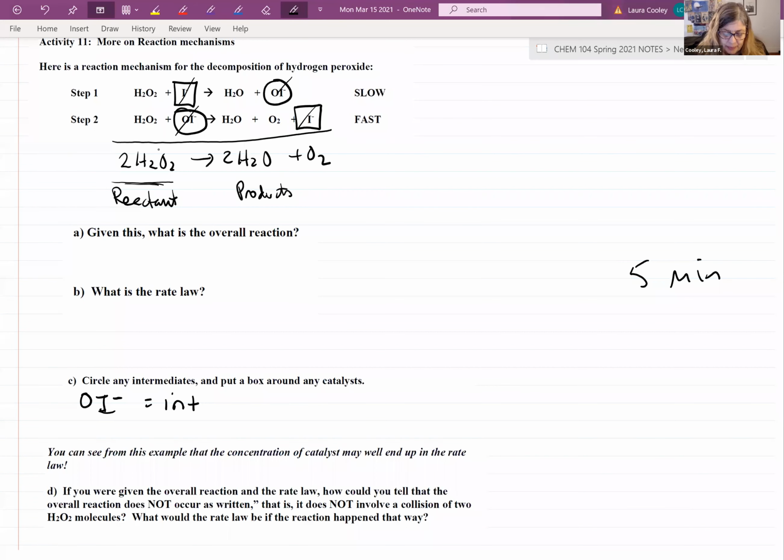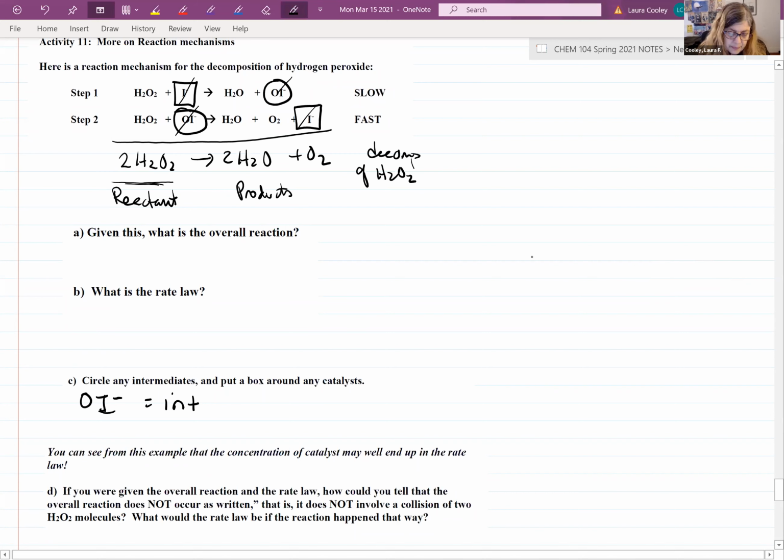So anyway, what is the overall reaction? It's just what I've written here. This is the decomposition of hydrogen peroxide, okay? So can you answer now this question? Well, this one we just answered. What is the rate law is the question. What is rate equal to?